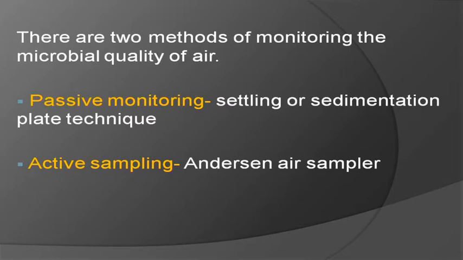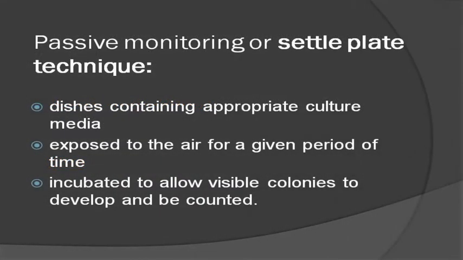There are two methods of monitoring the microbiological quality of air. First is passive monitoring and second is active monitoring. Passive monitoring is also called the settle plate technique. In this technique, standard Petri plates containing appropriate culture media are opened and exposed to air for a given period of time and then incubated to allow visible colonies to develop and be counted.